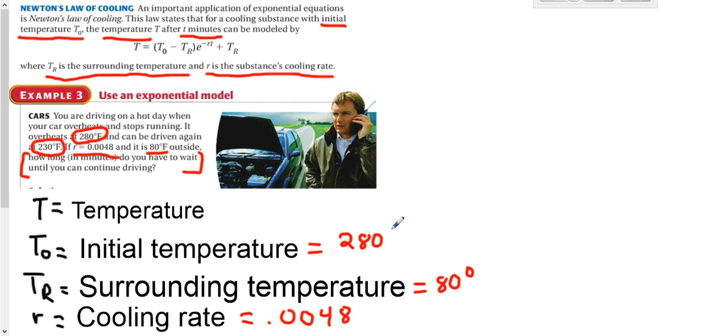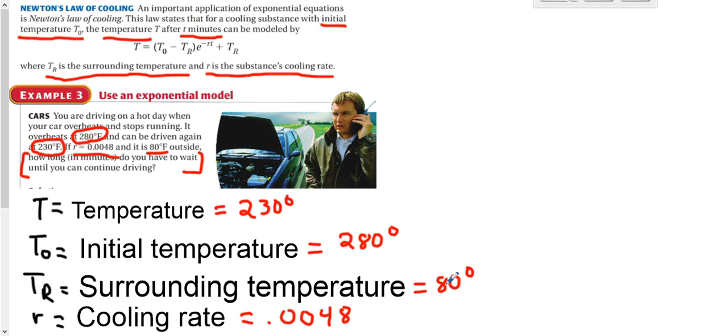Okay. So it overheats at 280, so that's going to be our starting point. Now the temperature, we don't want it to get down to 0. We want it to get back to a temperature that we can drive again, and that temperature is 230. So we're looking for our temperature after T minutes being 230 degrees. So how long is it going to take to go from 280 to 230 at this cooling rate when it's this hot outside?